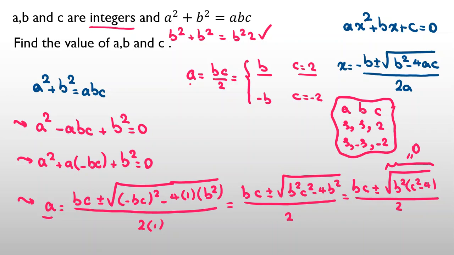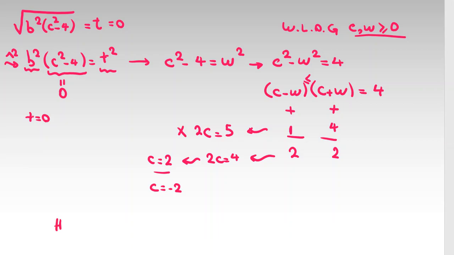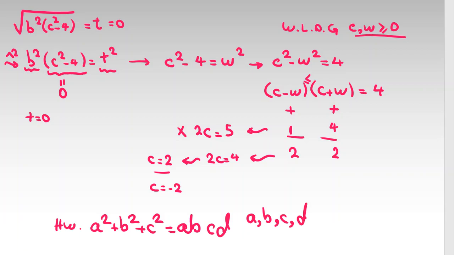This problem has infinitely many answers, but the form looks like this. Let me give you a homework: try to solve a squared plus b squared plus c squared equals abcd, where a, b, c, d are integers. Try to find the form of the answers, and comment your answers right below this video.